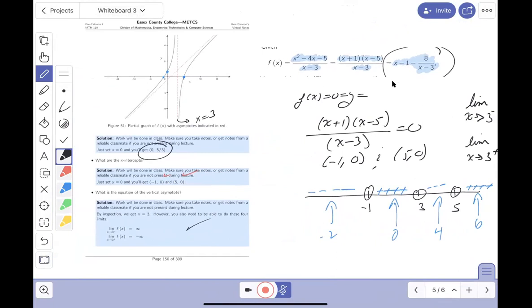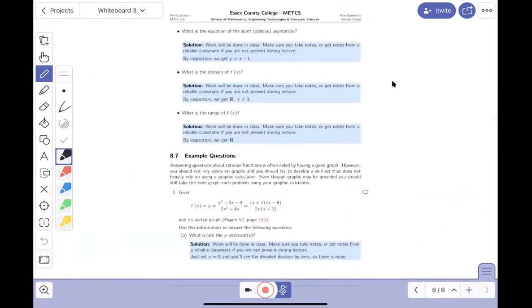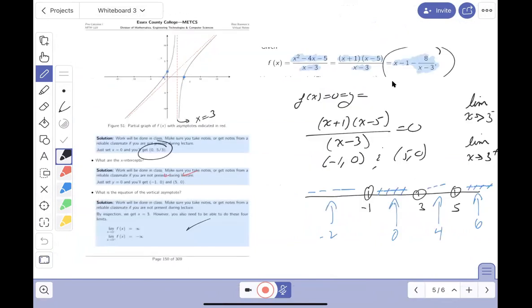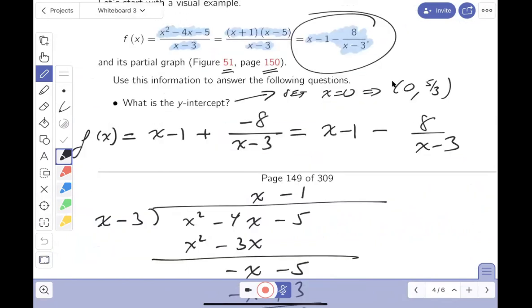Let's go to the next page. What's the next page? Equation of the slant asymptote. Well, you know what? That couldn't get any easier. I'll tell you why. It's right, and I'll circle this for you. It's right here. What's that going to be? Y equals x minus 1.